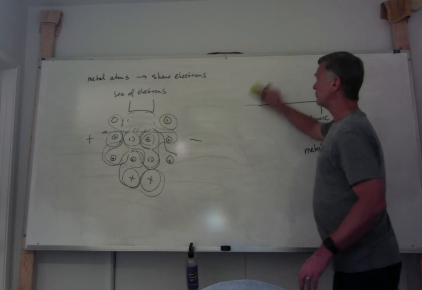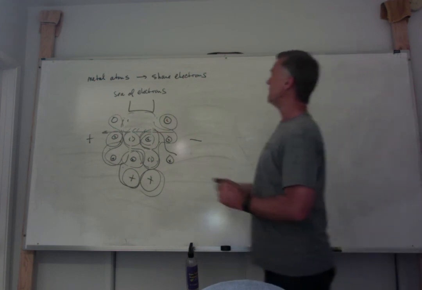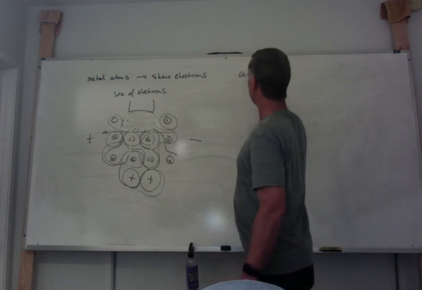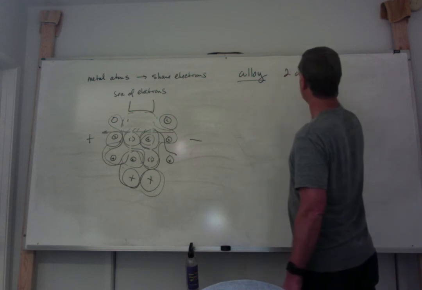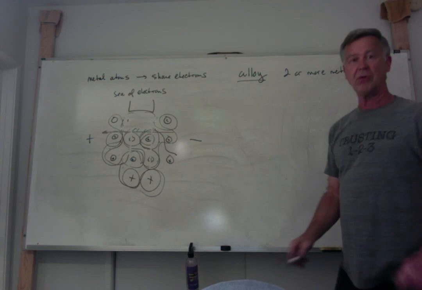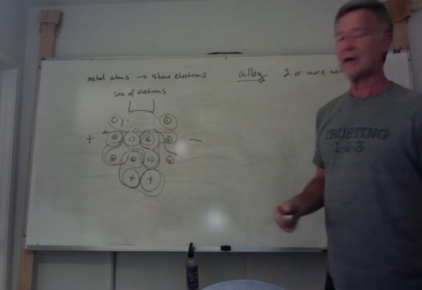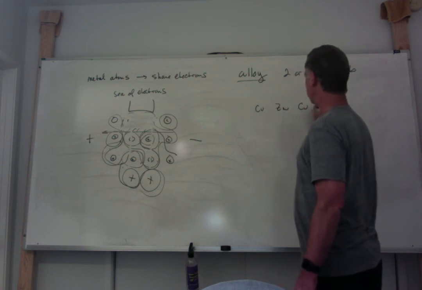What's interesting about metals, this would be pure copper, but we can also make what is called an alloy. An alloy is two or more metals that are combined. But what's interesting is all metals have basically the same properties. So if I take copper and zinc and I mix those together, I actually get then brass.